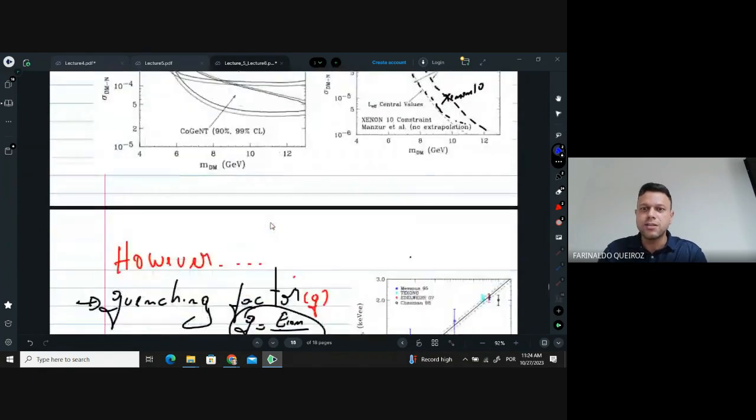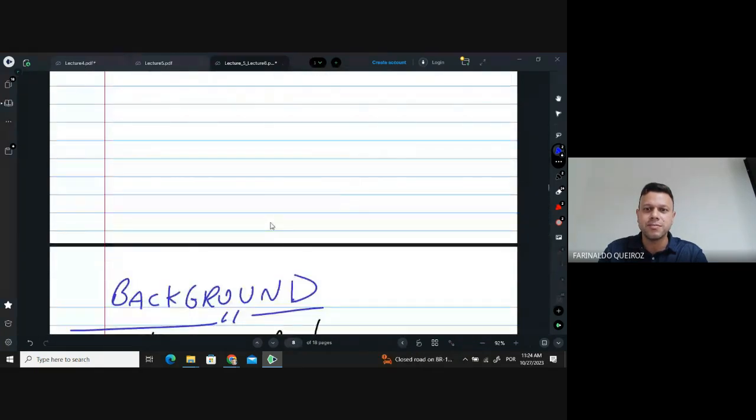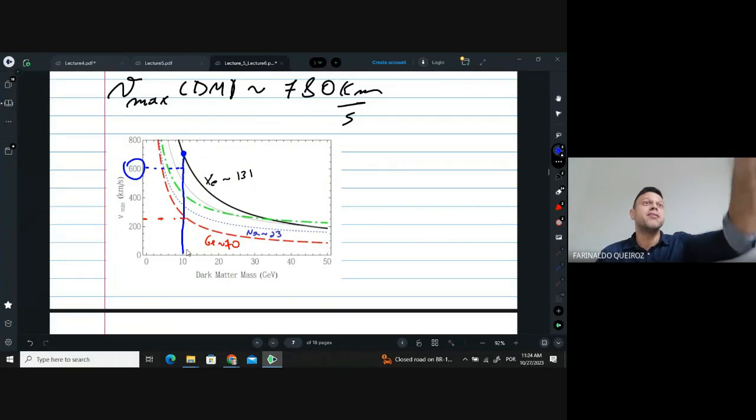Because then we go back to the minimum velocity, and if I move the dark matter mass around, you are increasing or decreasing the probability of finding the particle. They have different velocity distributions. So it's not trivial to claim something if you just measure how many electrons or how many phonons you detect. The way you convert back to a nuclear recoil energy depends on what your detector is made of.